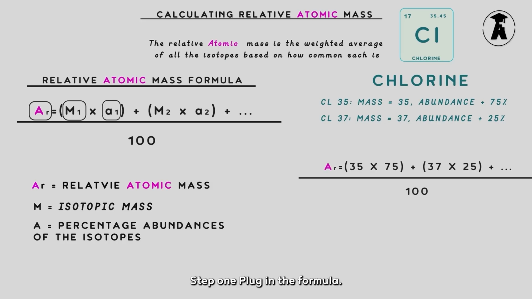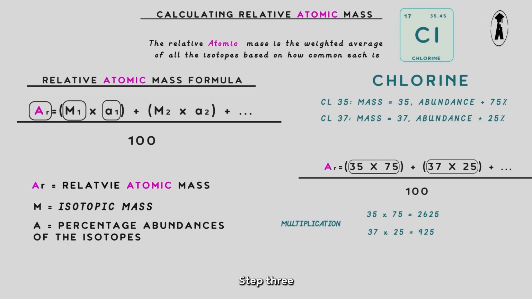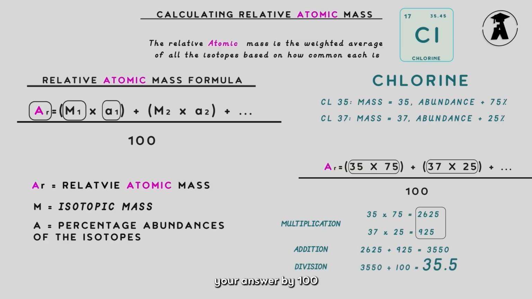Step 1. Plug in the formula. Step 2. Multiply the values. Step 3. Add everything together. Step 4. Finally, divide your answer by 100 to get the result.